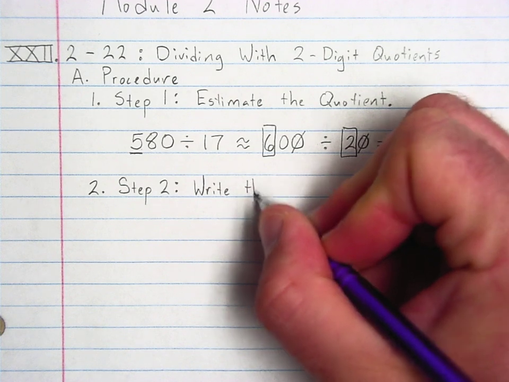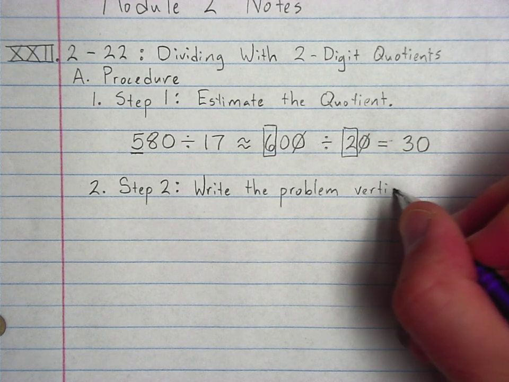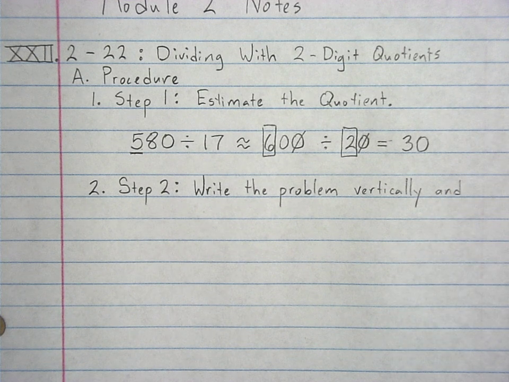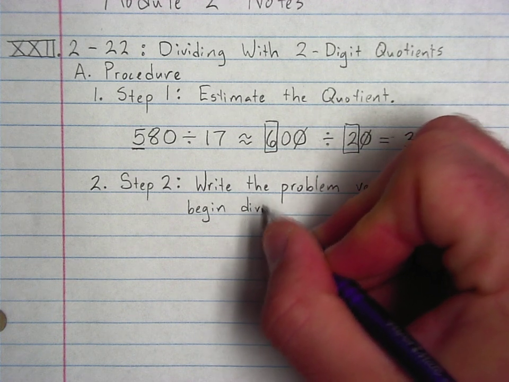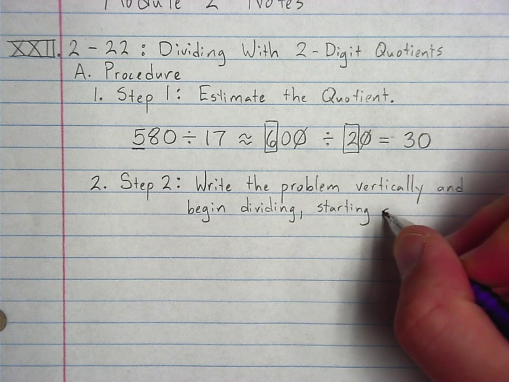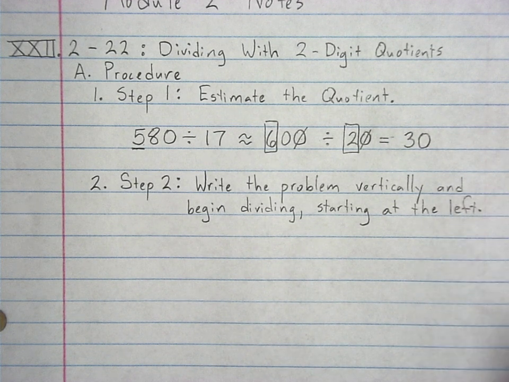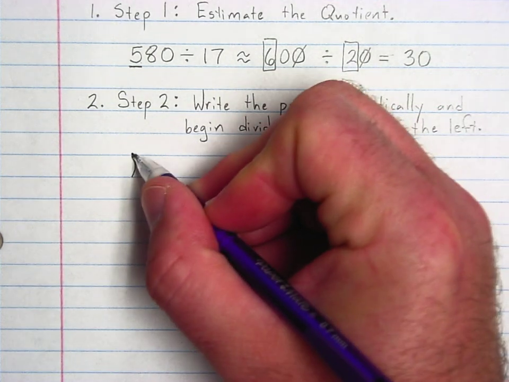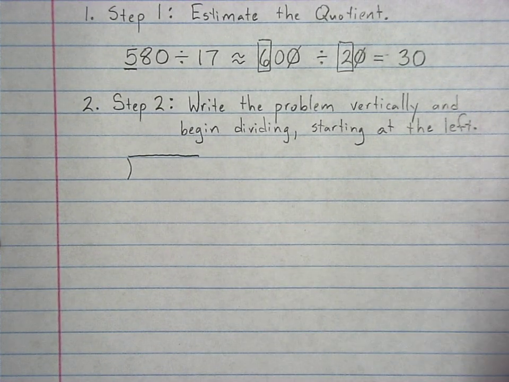Number 2. Step 2. Write the problem vertically and begin dividing, starting at the left. Draw our division hut. Again, I wish I knew the proper term for that, but part of me is glad I don't know because it's fun to call it a hut.